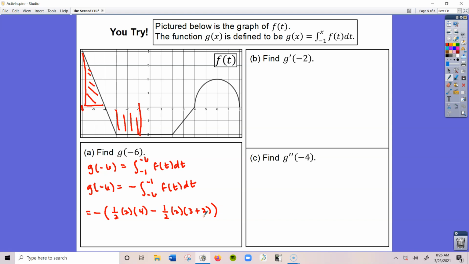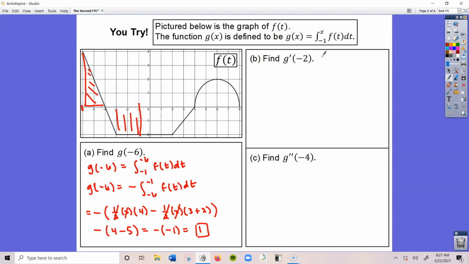And now I'm going to calculate this area. So 1/2 and 2 here, these will cancel. So we have 4 minus, and this 1/2 and 2 also cancel, 3 plus 2 would be 5. So we have here negative of -1, which gives me just 1. So that would be my answer.